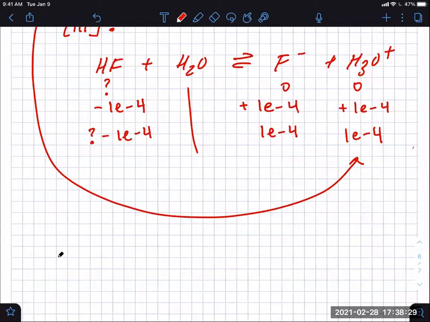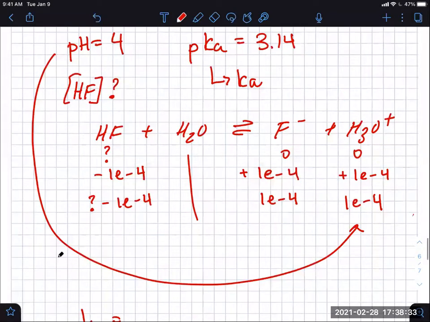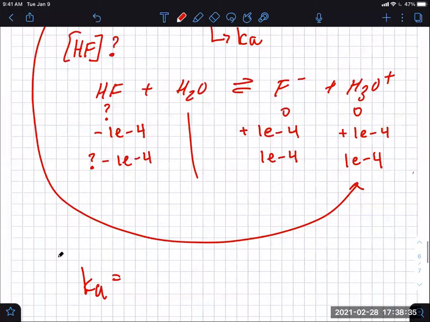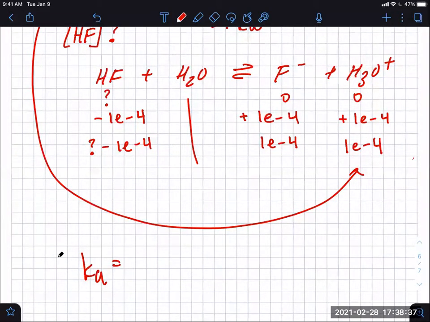You'll get like the Ka, which actually you should have the Ka for HF anyway. But you'll get the Ka, and you can set that equal to the Ka, like 1e negative 4 squared over your question mark minus 1e negative 4. That's one way to do it.